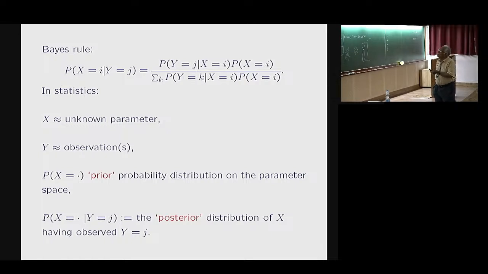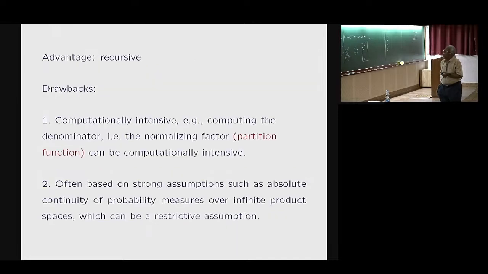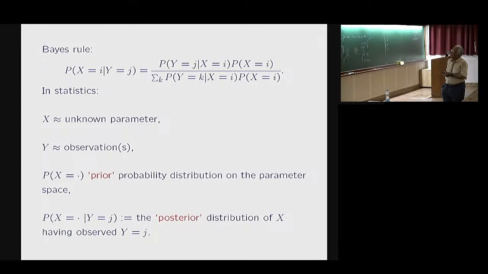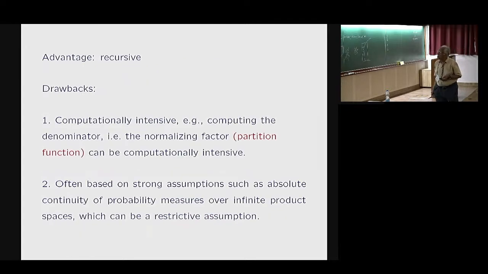I'm assuming that you know these objects, and given probability of y equals j given x equals i, and x equals i, you want to invert and get the conditional probability the other way. The advantage is that many Bayesian computations are recursive. It's particularly true for state estimation. For example, the Kalman filter is computable because it's recursive. It's a Bayesian object. The drawback is that in many cases, except in the linear cases, you have to compute this denominator, which is very computationally intensive and needs separate algorithms like MCMC to manage.